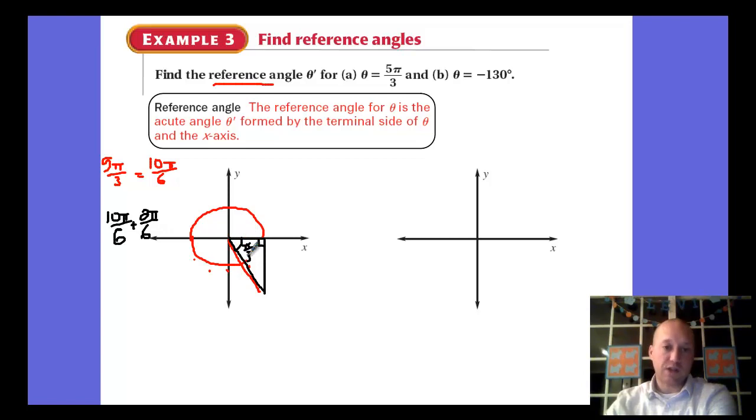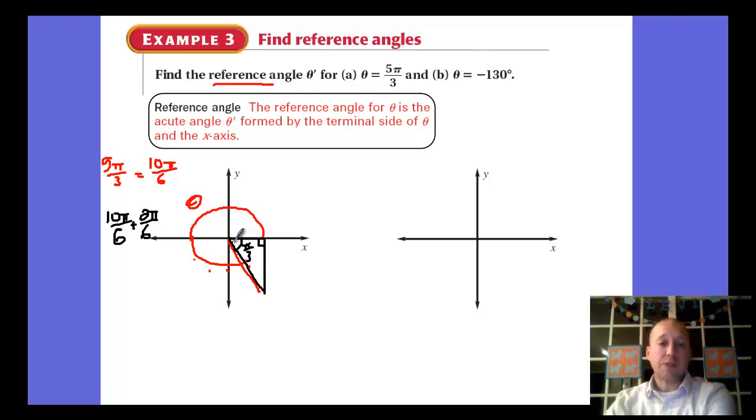This is the reference angle. The angle that you use within the triangle is the reference angle. The red is going to be the actual theta value. This would actually be theta. But the black angle here that we're using, the pi thirds, this right here is the reference angle.